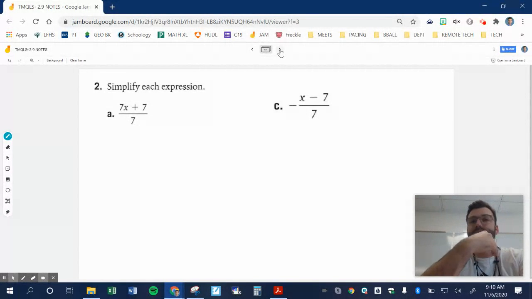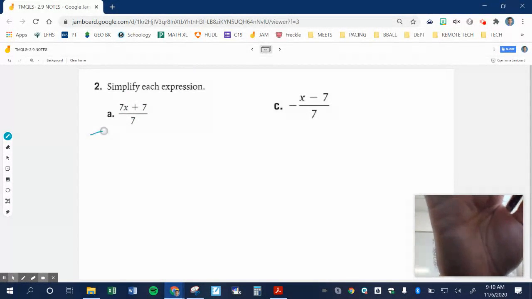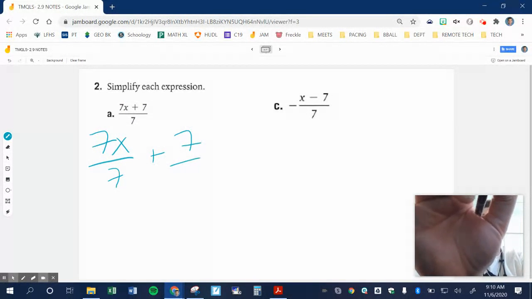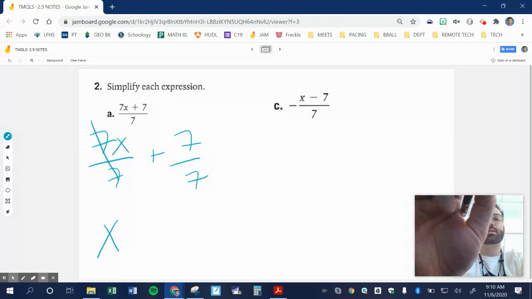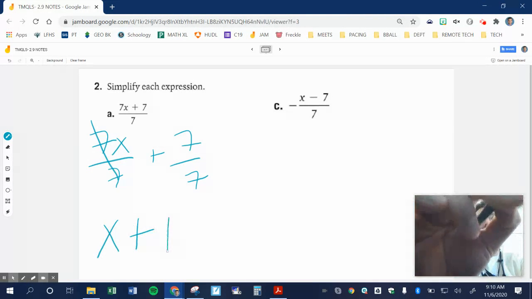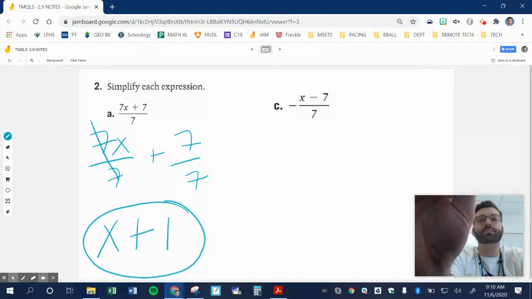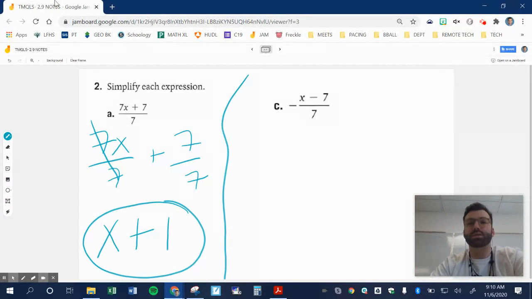In part A, I can split this because I have 2 terms on the top and only 1 on the bottom. Okay, I can split this as 7x over 7 plus 7 over 7. 7's cancel, I just have x. 7 over 7, any number over itself is just 1. So that's a simplified expression. If this was 6 over 6, it would be 1. If it was 100 over 100, it would be 1.